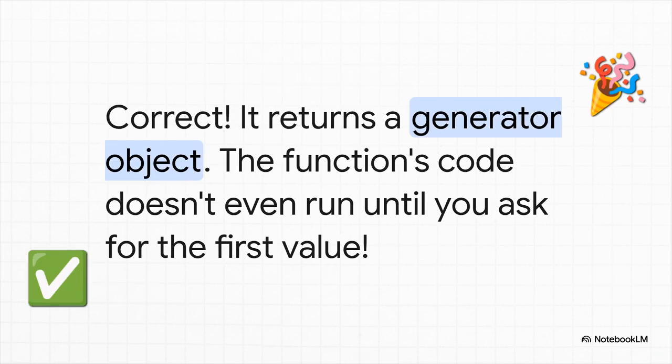If you said A, a generator object, you are spot on. And this is so crucial to understand. At this point, the function is just sitting there completely dormant. It's basically waiting for you to say, okay, I'm ready now, give me the first one. That is a huge difference from how regular functions operate.